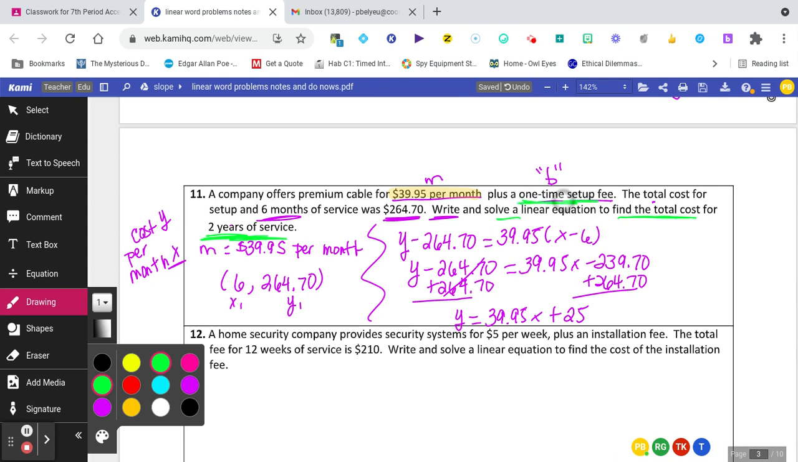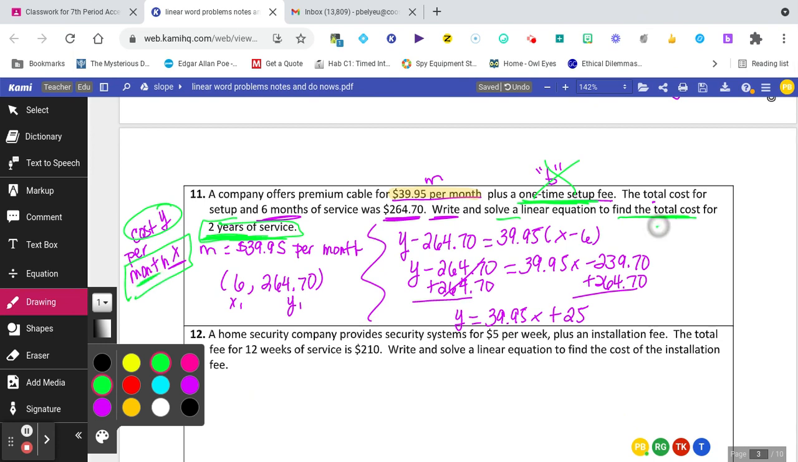So it's not asking us for the one-time setup fee. We're not looking for B. Let's find the total cost. So we're looking for cost. We're looking for y, which means they must have given us x. Well, did they give us x? It says for 2 years, but x is the number of months.